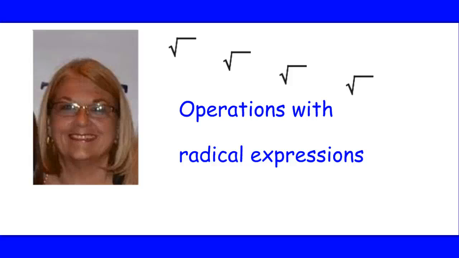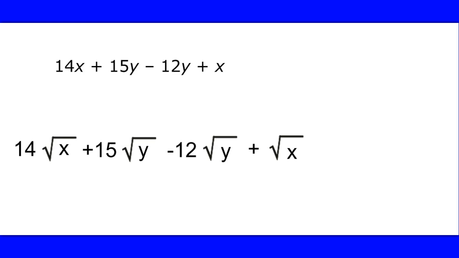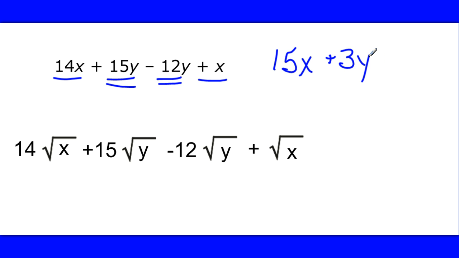Today we're going to talk about operations with radical expressions, and we're going to start with a little bit of a review. If you were given an expression like this and asked to simplify it, you would combine like terms. That means x's add with other x's to give you 15x, and y's add with other y's to give you positive 3y.